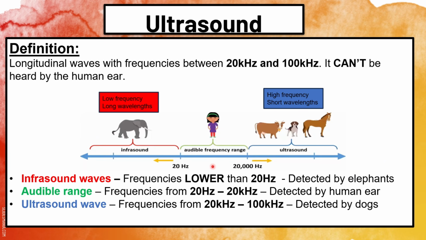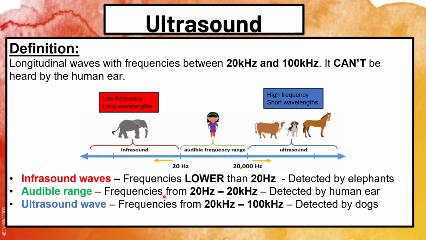Then there's also another type of sound waves that we get. We get infrasound waves. This is when the sound wave has a frequency that's lower than 20 hertz. Then we call it an infrasound. And these types of sounds can be detected by elephants. So as you can see here in this illustration, elephants detect infrasound, meaning sound waves that have a frequency of less than 20 hertz.